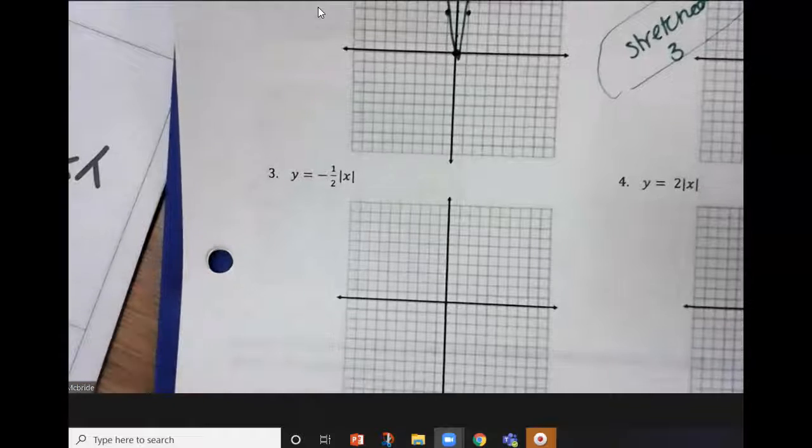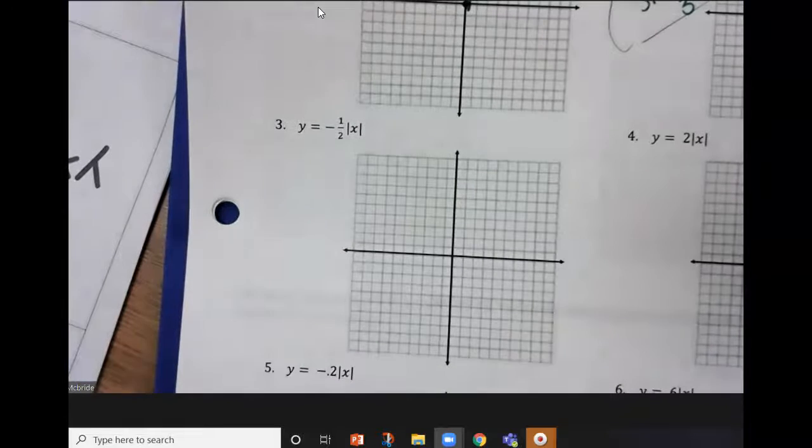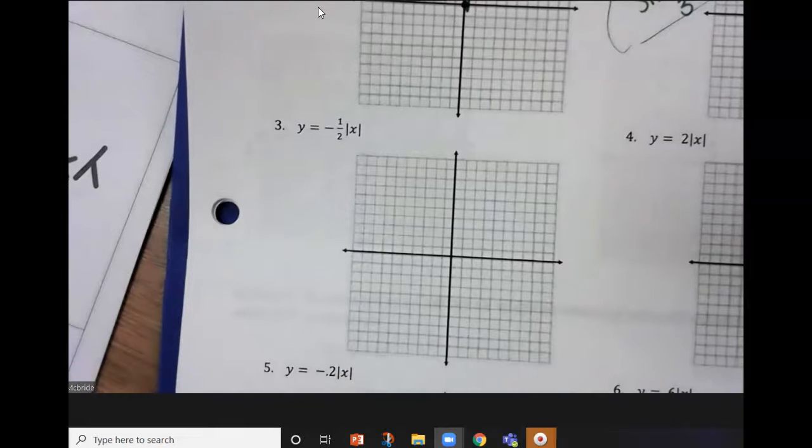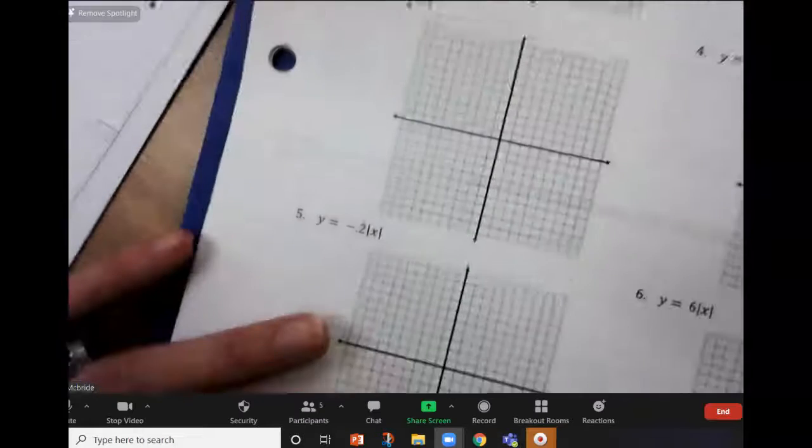Okay, number 3, we have y equals -1/2 x. So in this graph, alright, so it is muted. Alright, in this graph, my slope is -1/2, and my values are changing.